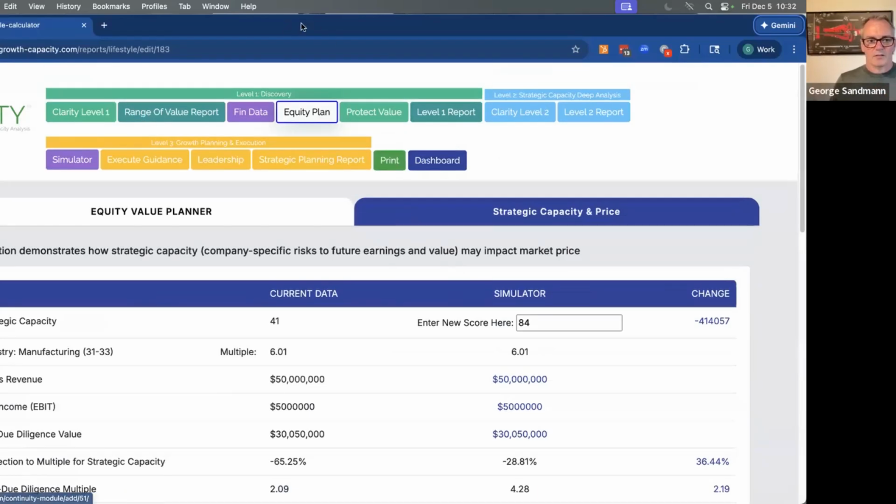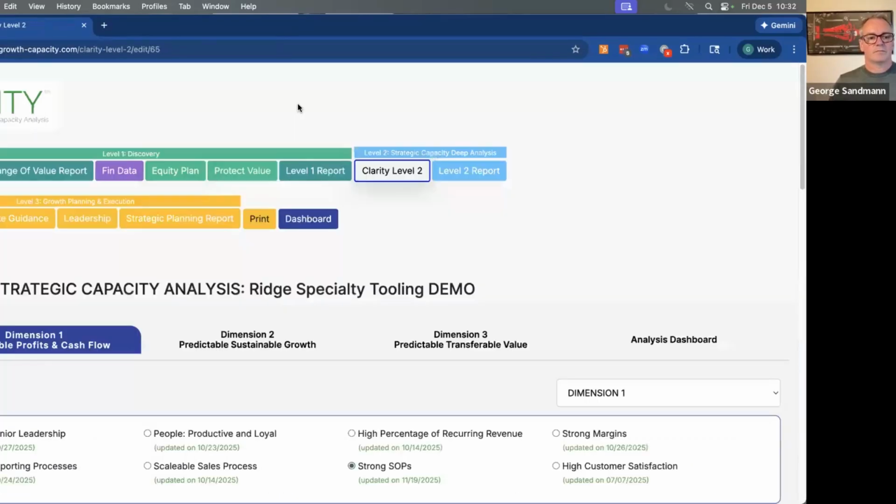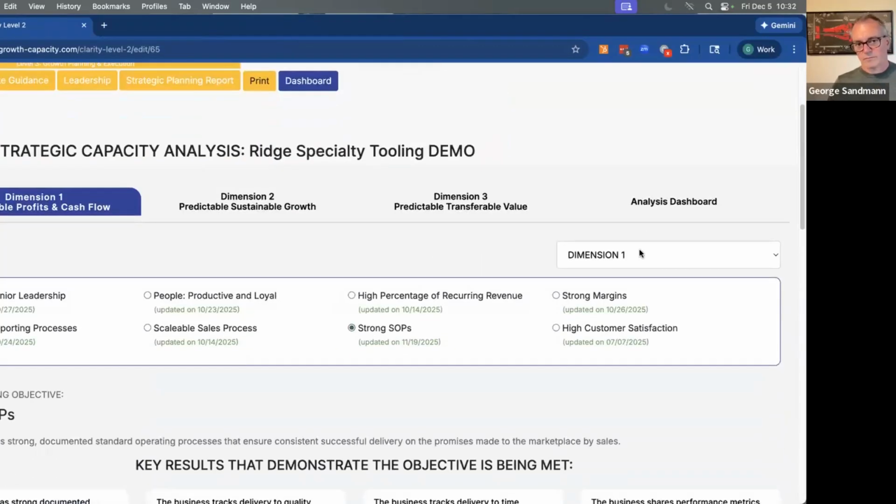I'm going to pause sharing for a sec, and I am going to go into a completed one. We're going to go into Ridge again, a teaching case, but where we have completed. And where's Diane Ridge? There she is. So here's Clarity level 2. All right, and resume. So this is Diane Ridge, Ridge Specialty Tooling. This is our teaching case, and we have completed level 2.